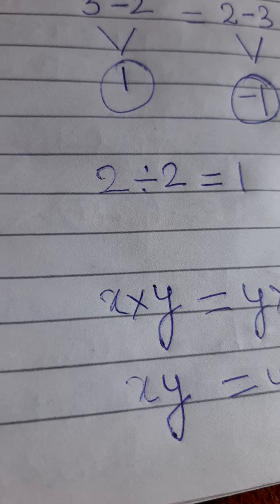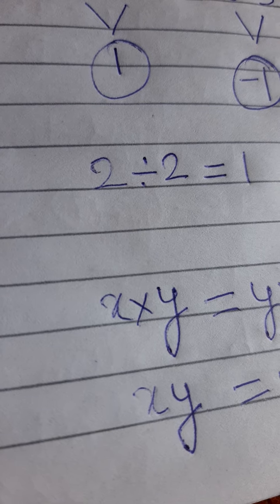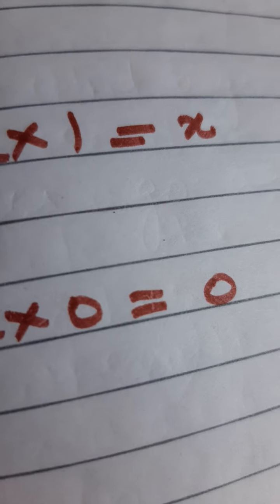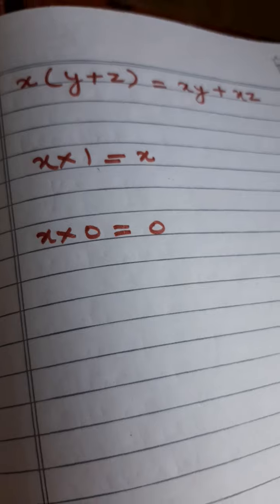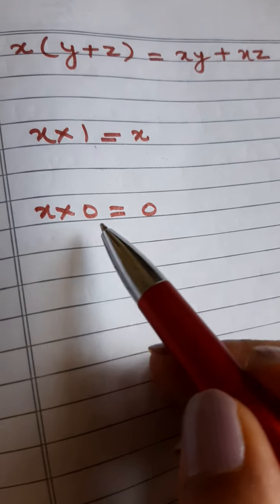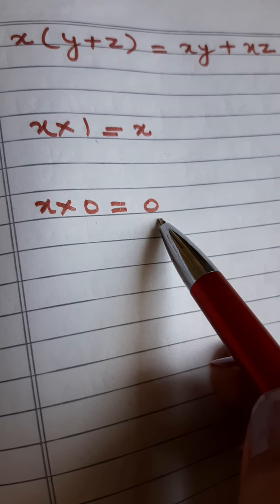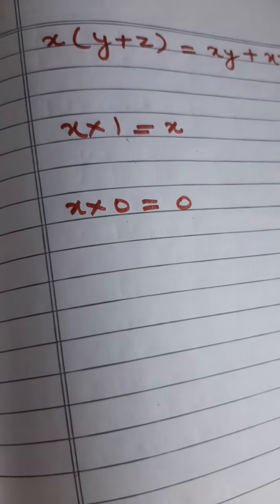The next property for multiplication is that if we multiply any literal number by 1, for example, if I am multiplying x by 1, the answer is x. If we multiply any literal number by 1, the answer will be the same literal number, right? And if we multiply any literal number by 0, the answer is 0, because we all know that if we multiply any number by 0, the answer is 0. This is also true for the case of literal numbers.